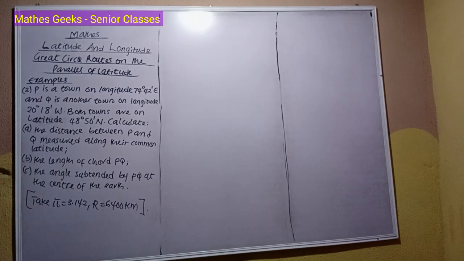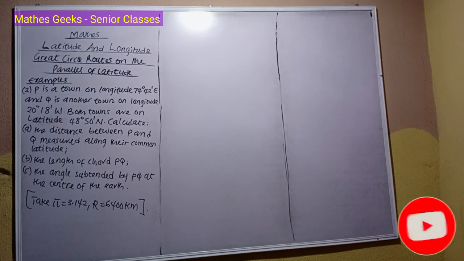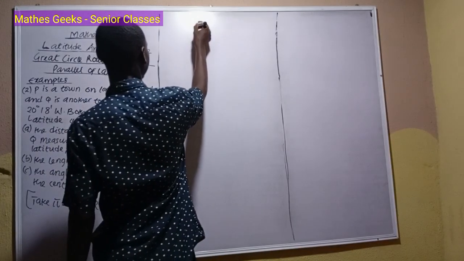P is a town on longitude 74 degrees 42 minutes east, and Q is another town on longitude 20 degrees 18 minutes west. Both towns are on latitude 48 degrees 50 minutes north. Calculate A, the distance between P and Q measured along their common latitude. B, the length of chord PQ. C, the angle subtended by PQ at the center of the Earth. That's the solution.